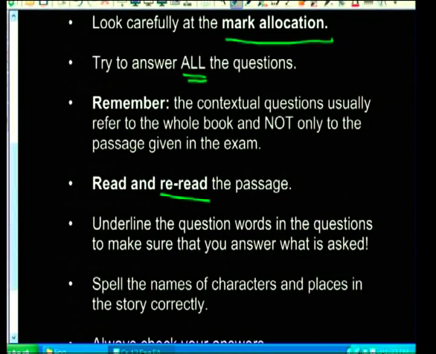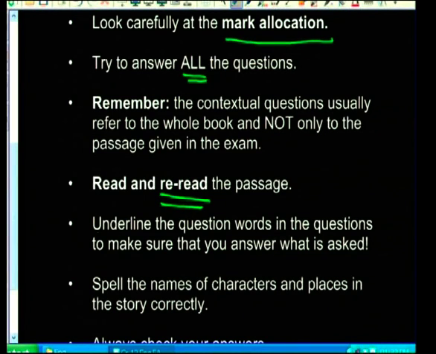Read and reread the passage. Very important. Sometimes you may be confused as to where you would place this context in the story as a whole. So you've got to read and reread until you can actually identify that. Underline the question words in the questions to make sure that you answer what is asked. The names of characters must be spelled correctly.